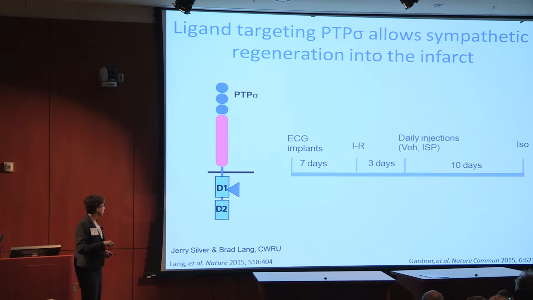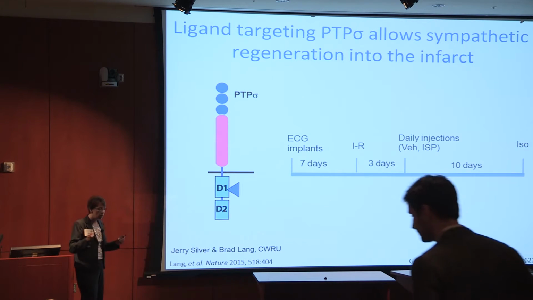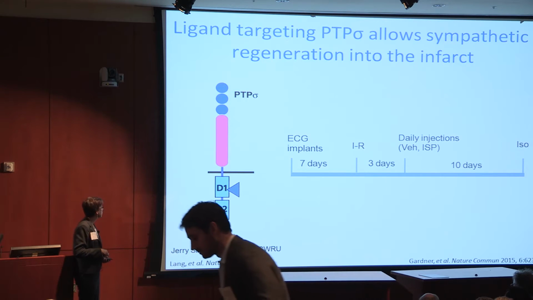So over the last several years, Jerry Silver and Brad Lang, who are in neuroscience at Case Western Reserve, have been working on developing therapeutics for spinal cord injury. And I actually did my postdoc many years ago in that department. And Jerry's been one of the people involved in identifying CSPGs in traumatic brain injury and spinal cord injury. He was involved in identification of PTP sigma as a receptor. And so when we got into this field, we've been talking with him over the years.